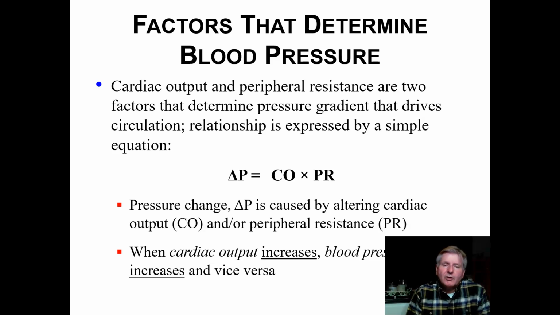So your cardiac output and peripheral resistance are your 2 factors that determine your pressure gradient that drives your circulation through the body. And you can express that relationship with this mathematical equation. Delta P, the pressure gradient, equals your cardiac output multiplied by your peripheral resistance. So your pressure change will be caused by altering either the cardiac output and/or the peripheral resistance. So when your cardiac output increases, your blood pressure increases, and when your cardiac output decreases, your blood pressure decreases.